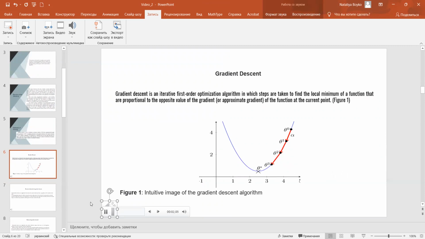Gradient descent. Gradient descent is an iterative first-order optimization algorithm in which steps are taken to find the local minimum of a function that are proportional to the opposite value of the gradient, to approximate the gradient of the function at the current point. Figure 1. Intuitive image of the gradient descent algorithm.